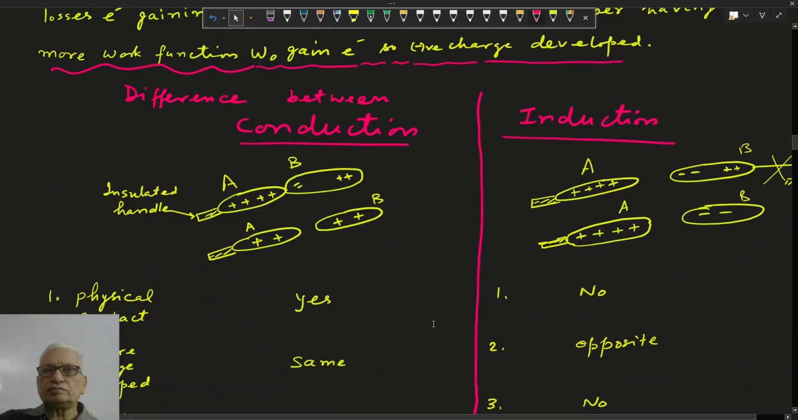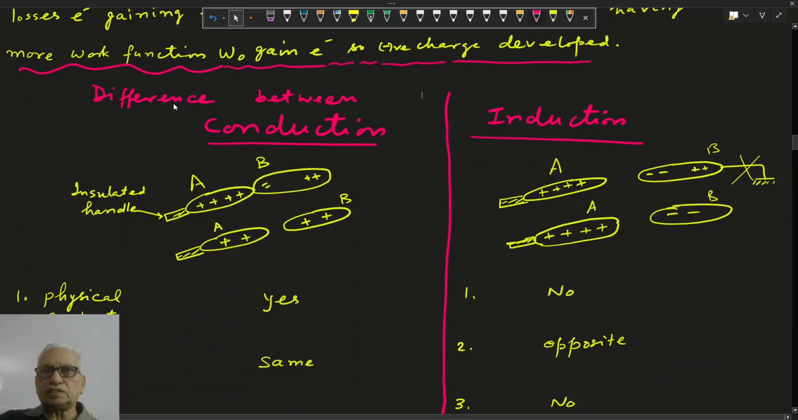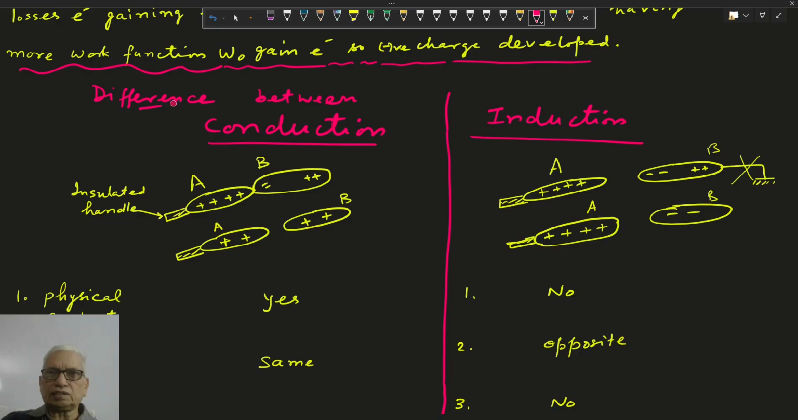Now there are other methods of charging bodies, by conduction and by induction. There is a difference between conduction and induction. In conduction, body A has positive charge and body B has no charge. If we touch the insulating handle, charge will not go to the earth, so always hold the charged body by the insulating handle.